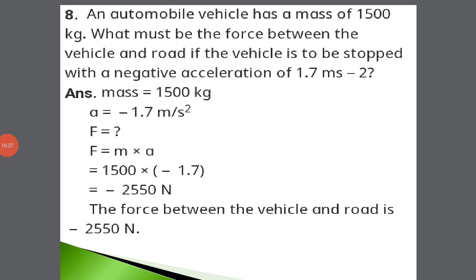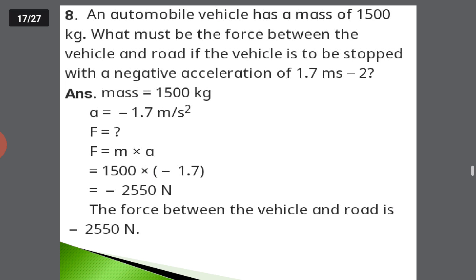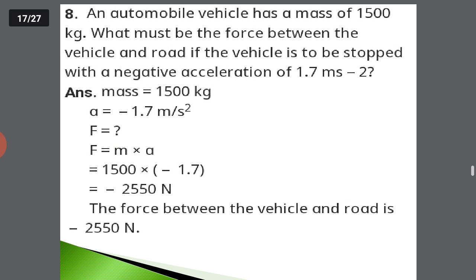An automobile vehicle has a mass of 1500 kilogram. What must be the force between the vehicle and road if the vehicle is to be stopped with a negative acceleration of 1.75 meter per second square? Okay, mass 1500 kilogram. a negative means retardation, we can call it. So it is minus 1.75 meter per second square. Now we can find out the value of force easily. By multiplying both the values, minus 2550 Newton. The force between the vehicle and the road is minus 2550 Newton. The negative sign shows the direction of force is in the opposite direction.